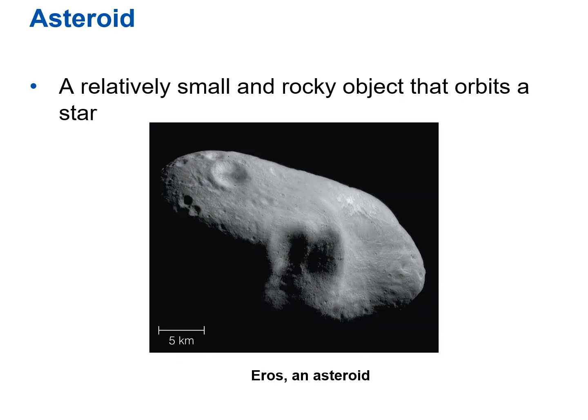An asteroid is a relatively small and rocky object that orbits a star. So there are millions of asteroids, these rocks that orbit around the sun.